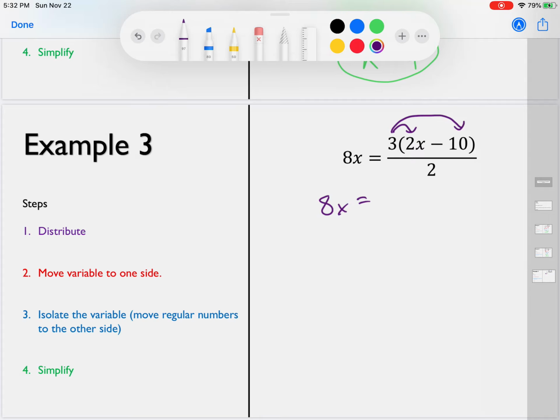So let's copy down the left side of this equation, which remains 8x. And now let's distribute on top of this fraction. So 3 times 2x is going to be 6x minus 3 times 10, which is 30. And of course, this whole chunk is still over 2.